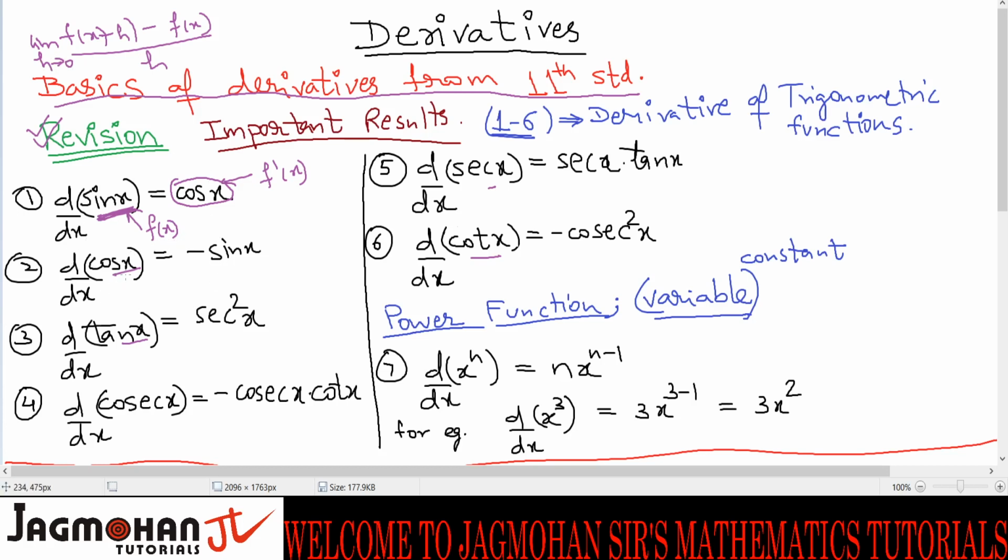Then we have d by dx of cos x, which is minus sin x, d by dx of tan of x, which is sec square x. I have already taught you what is meaning of d by dx. That is also given in notes. You can refer to that.